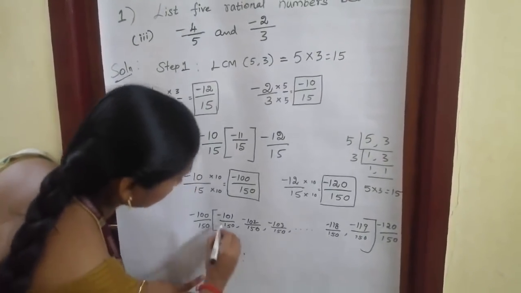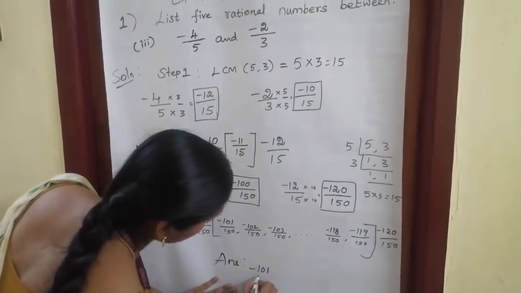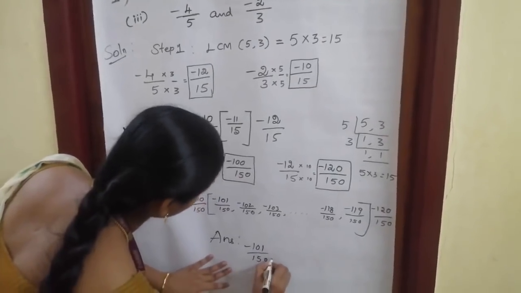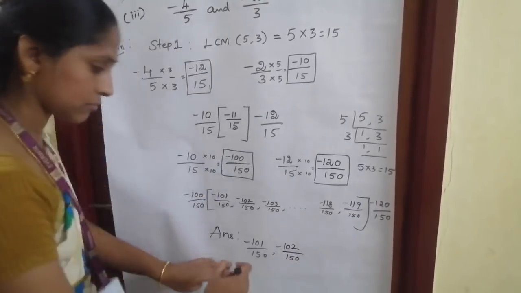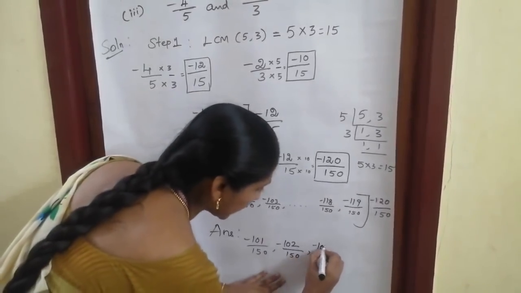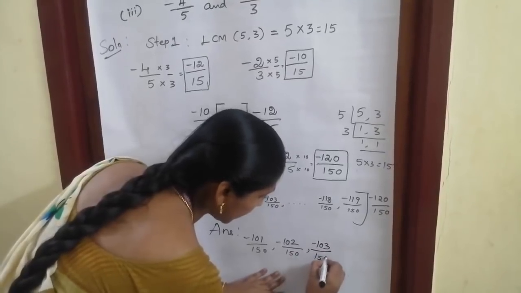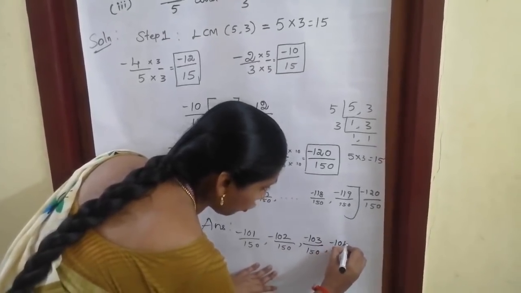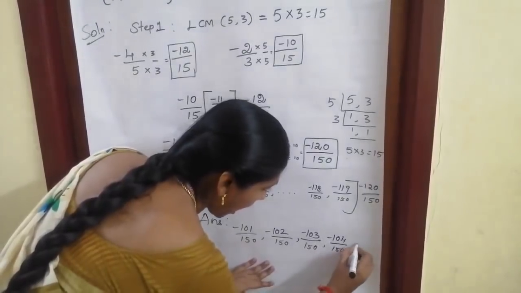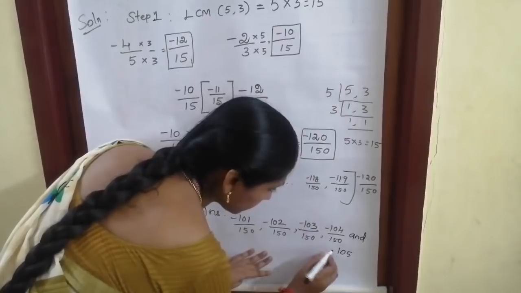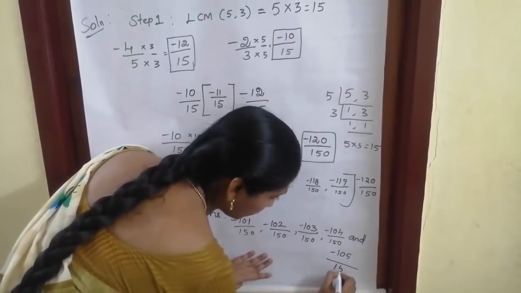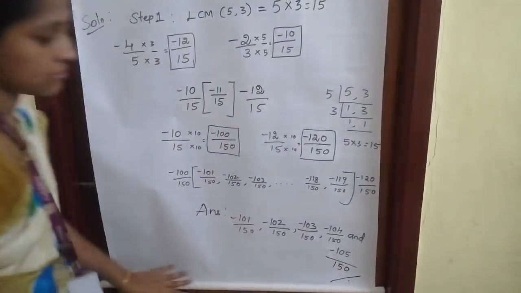Answer. So, minus 101 by 150, minus 102 by 150, minus 103 by 150, minus 104 by 150 and minus 105 by 150. This is the answer.